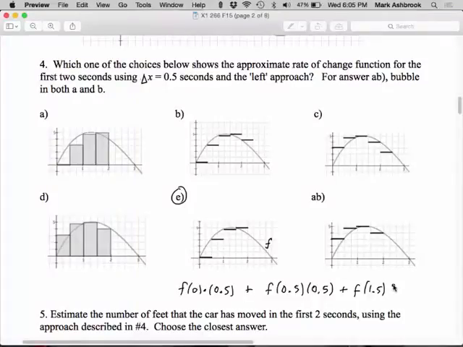So each one of these is a little bit of change calculated by the rate times the amount of time. Rate times time is distance, right? So get one more there. I blew that. That's 0. And then the last one will be f of 1.5 times 0.5.